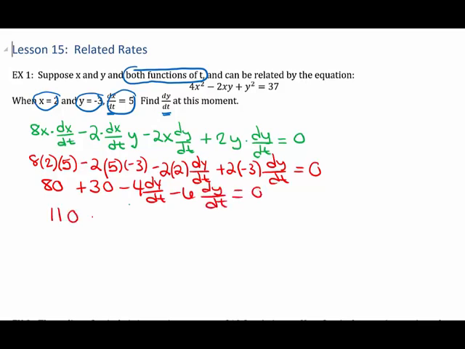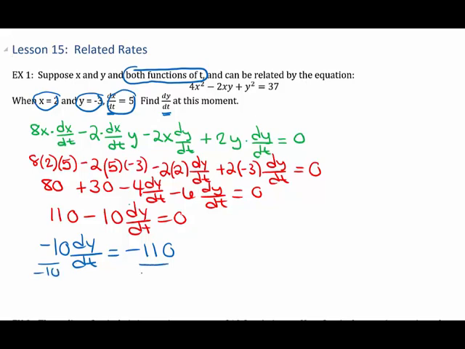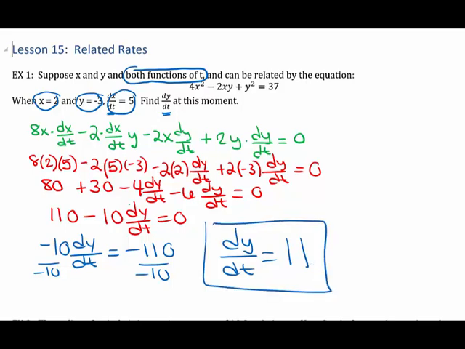Combine like terms, I get 110 minus 10 dy/dt equals 0. So to solve for dy/dt, I need to get it by itself. I'll subtract the 110 from both sides, and then I'll divide by negative 10, and I am left with dy/dt equals 11. So the steps that I took here were I took the derivative of every single term, then I plugged numbers in, and then I solved for dy/dt.